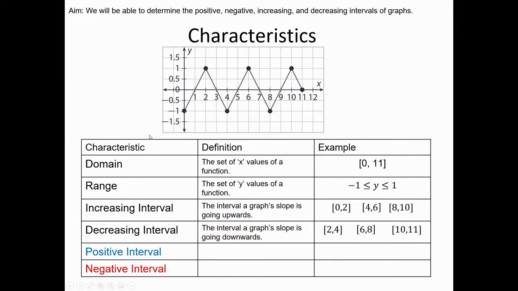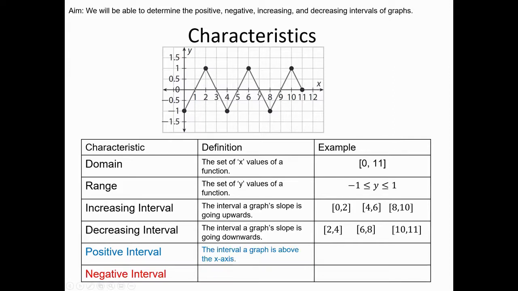So now we're going to talk about positive and negative intervals. The last characteristics, ladies and gentlemen. This one's probably the trickiest of them. Positive means when the graph is above the x-axis. Here's our x-axis, the line that goes right through it. So the interval is where the graph is above the x-axis. So an example would be right here, or right here, or right here. So these 3 parts are when they're above the x-axis.